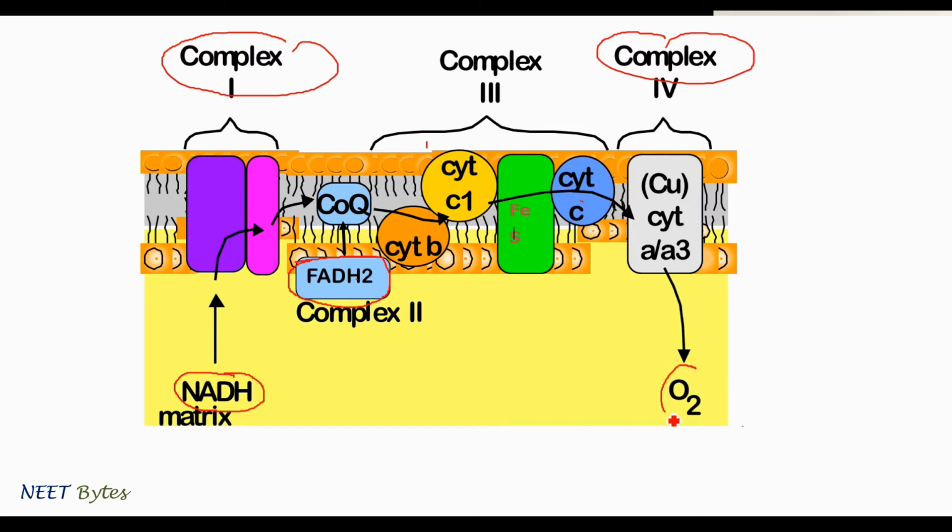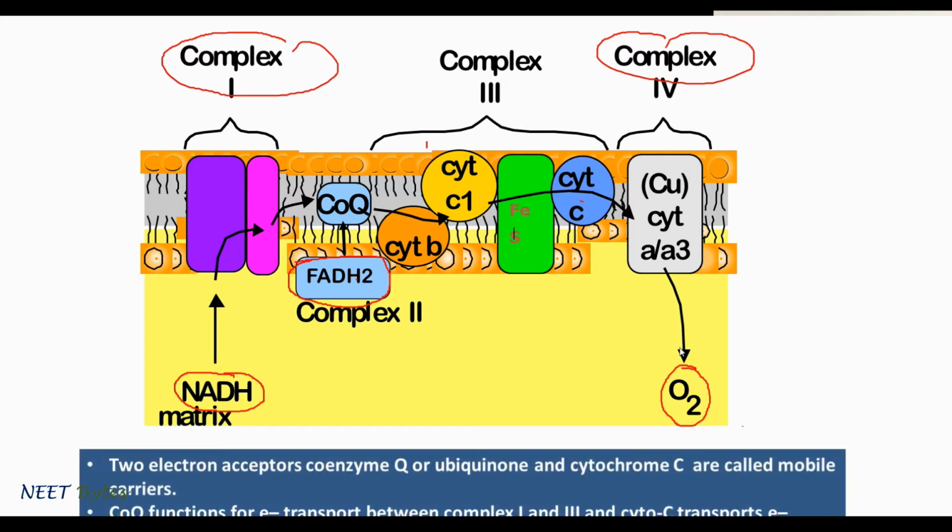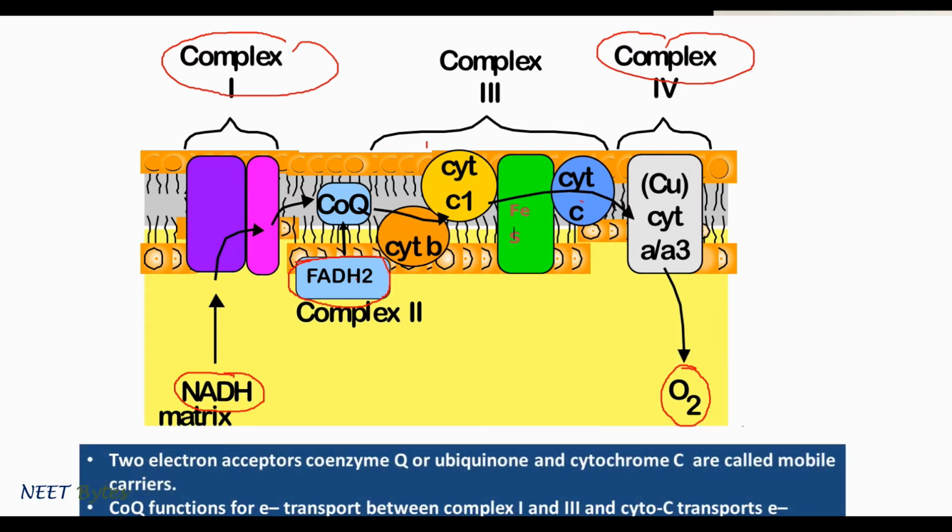Now here you can see 2 things: the 2 electron acceptors. One is coenzyme Q and the second is cytochrome C. These are mobile carriers, so they are not fixed. The rest, complex 1, 2, 3, 4, are fixed. They are not movable. But as far as coenzyme Q and cytochrome C are concerned, they are mobile carriers.